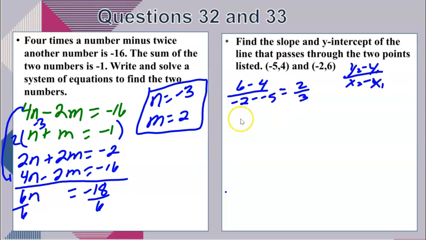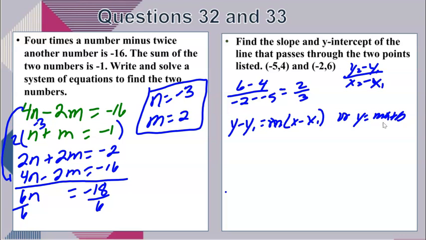So if our slope is 2/3, I'm going to choose a point. Doesn't matter. And you can either use the point slope form, which is y minus y1 equals m times x minus x1, or you can use y equals mx plus b. I'm going to use y equals mx plus b because we need to know the slope and the y-intercept, so that's why I'm going to put it in slope-intercept form here. So the slope is 2/3.